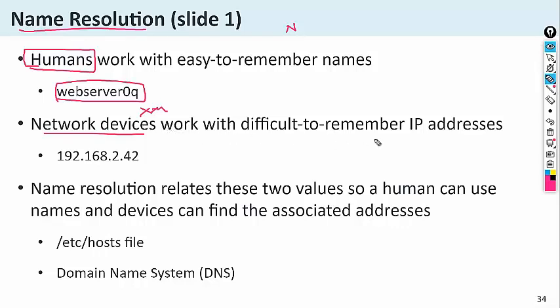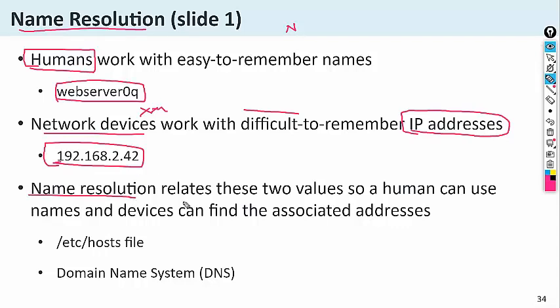So in this case, they work over the IP address, which is easy for them but not easy for the human to remember. This is difficult, but all the devices work over IP addresses. So name resolution relates these two values so the human can use a name to find the associated address.